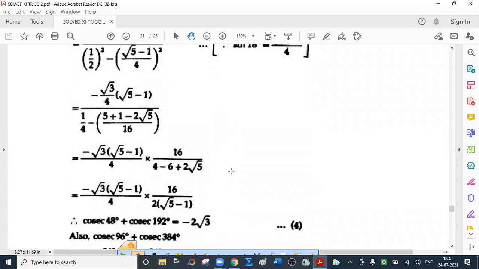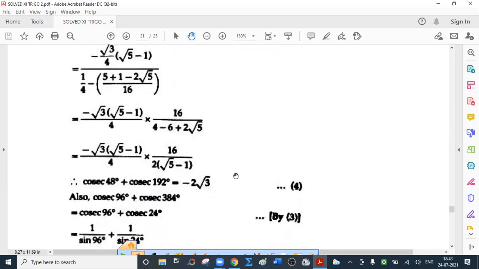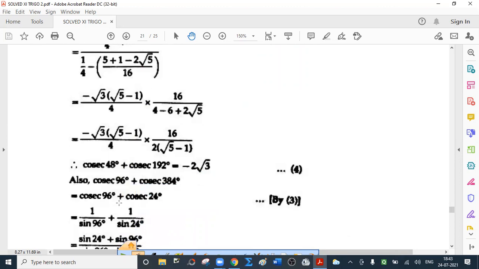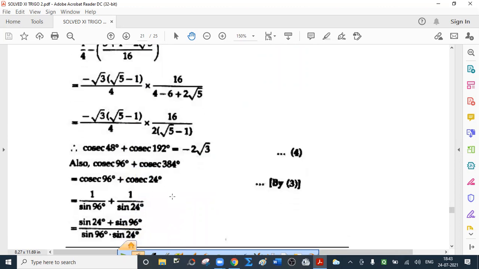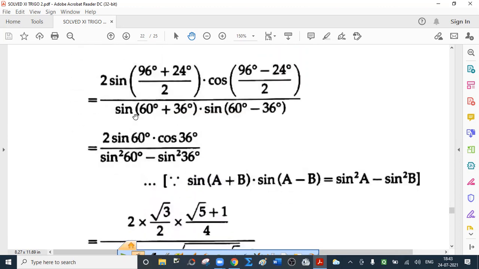So on simplification, you get cosec 48 degree plus cosec 192 degree equal to minus 2 root 3. Now, what is cosec 96 plus cosec 384? It is cosec 96 plus cosec 24. Cosec is 1 by sin. Same logic, LCM and so on.